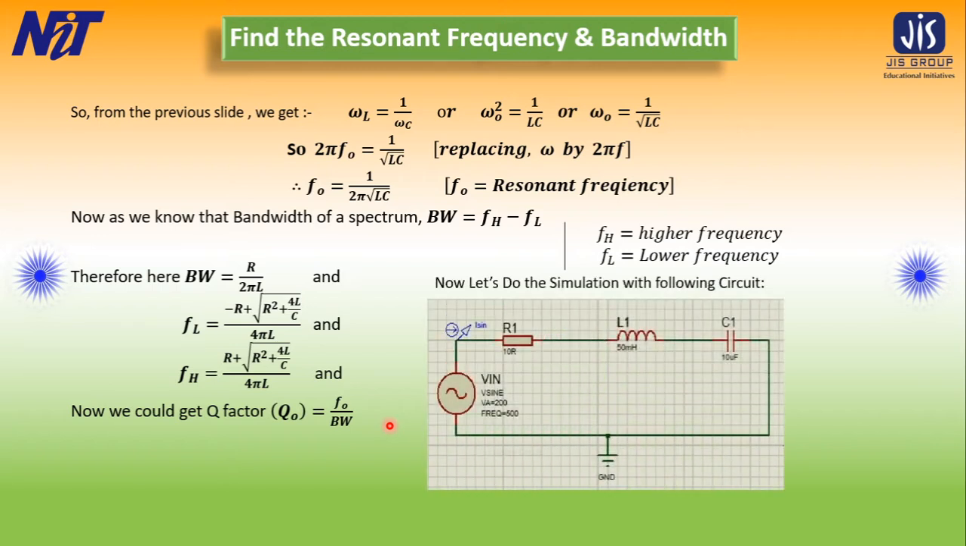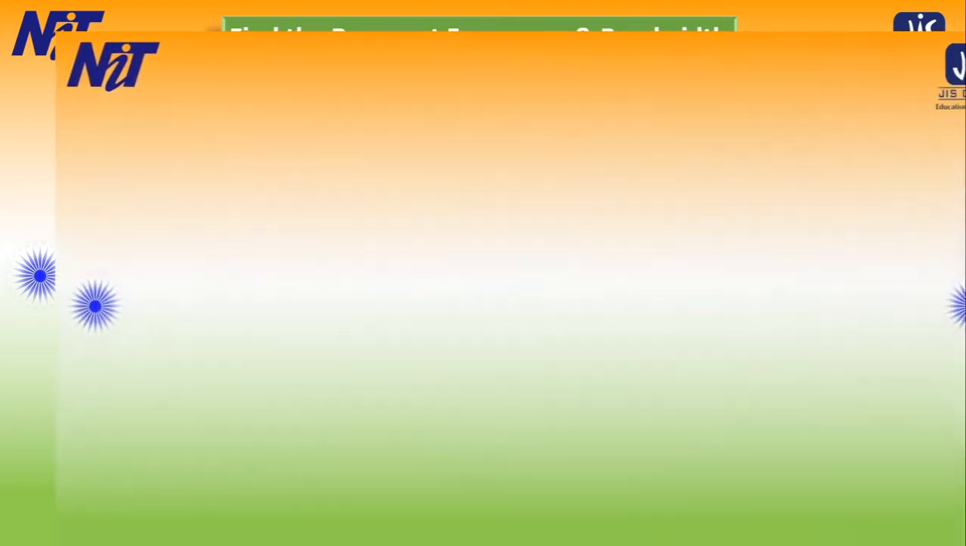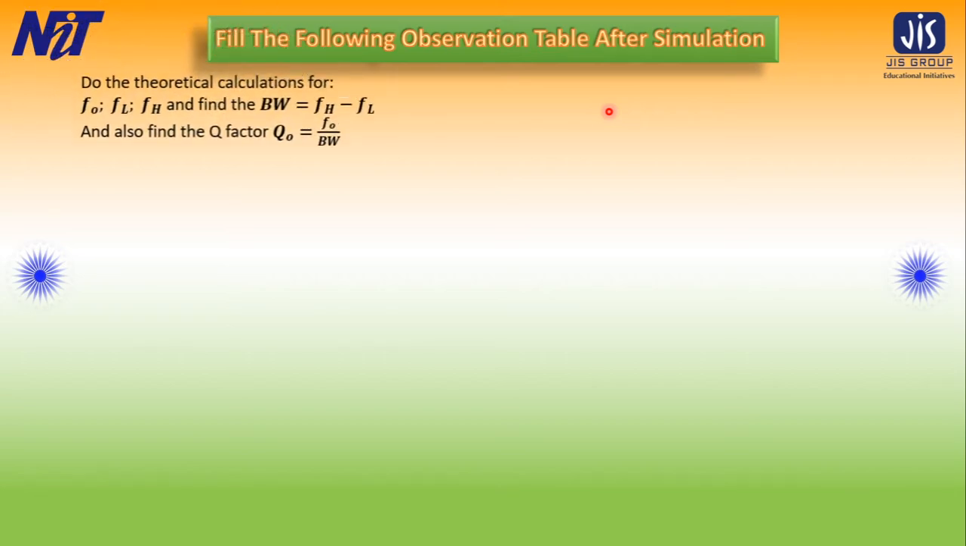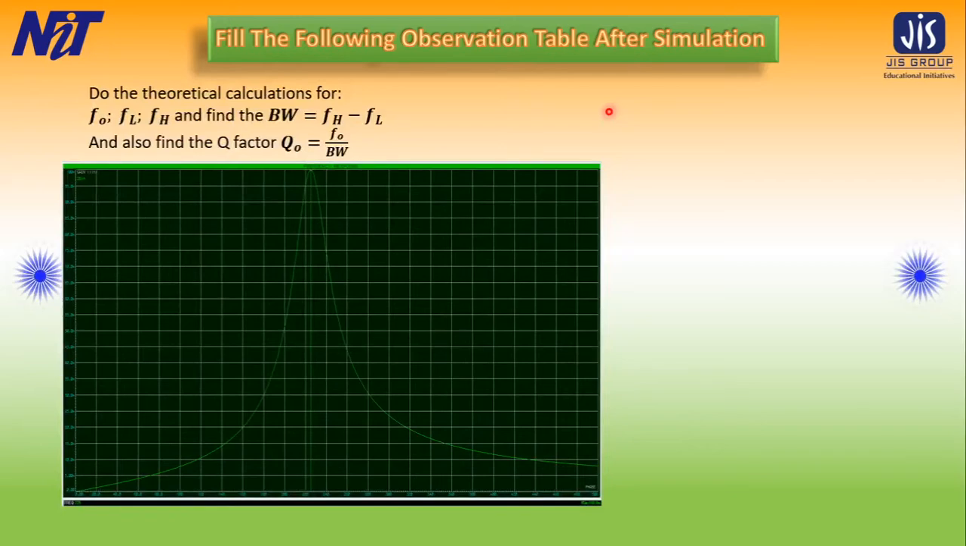Now let's do the simulation with the same circuit, series RLC, with the Proteus software. After doing the simulation, we have to fill this page, the observation table. Here an observation table is given. After simulation, you will complete this table. When you complete your simulation in Proteus, then do your theoretical calculation.